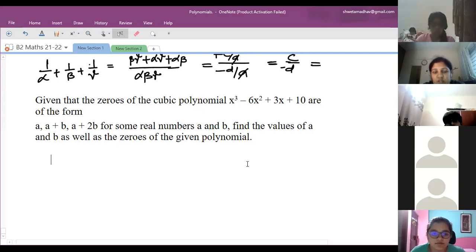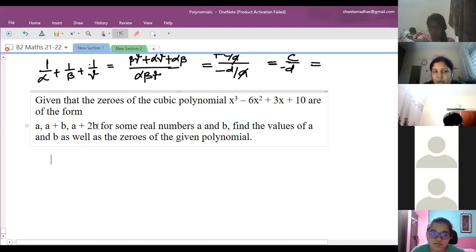Given that the zeros of the cubic polynomial x cube minus 6x square plus 3x plus 10 are of the form a plus b, and a plus 2b for some real numbers a and b. Find the values of a and b as well as the zeros of the given polynomial. So first we need to calculate a and b values. Now these are the 3 zeros. That means one value is alpha, second value is beta, and third value is gamma.